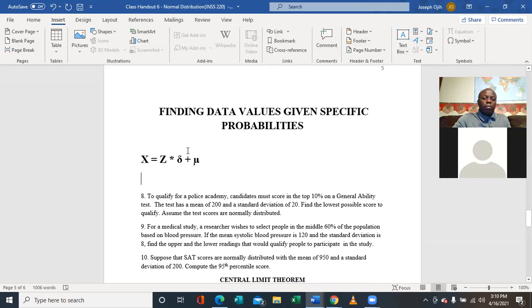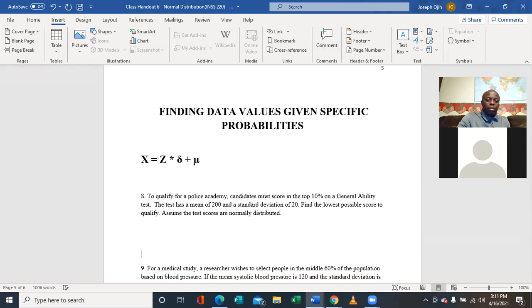So the Z value, they will not give you the Z value, but they will give you the probability. Then you can use that probability to get the Z value. They will give you the standard deviation, the mean, and the probability, and ask you to find the X. So let's see how this works.